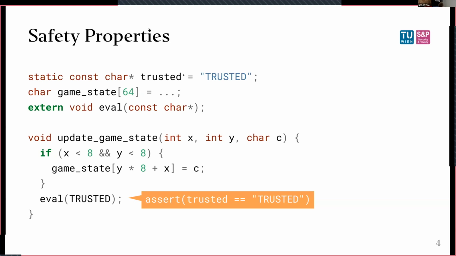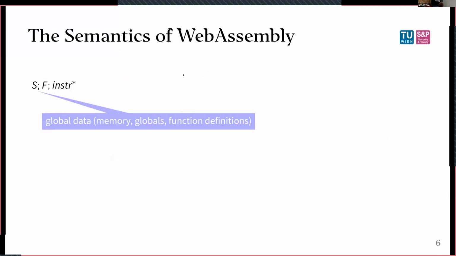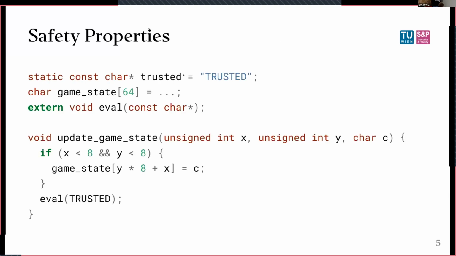So how do we soundly enforce safety properties with reachability analysis? Sorry, yes, with reachability analysis. And how do we do sound reachability analysis? We make it correspond to the official WebAssembly semantics.